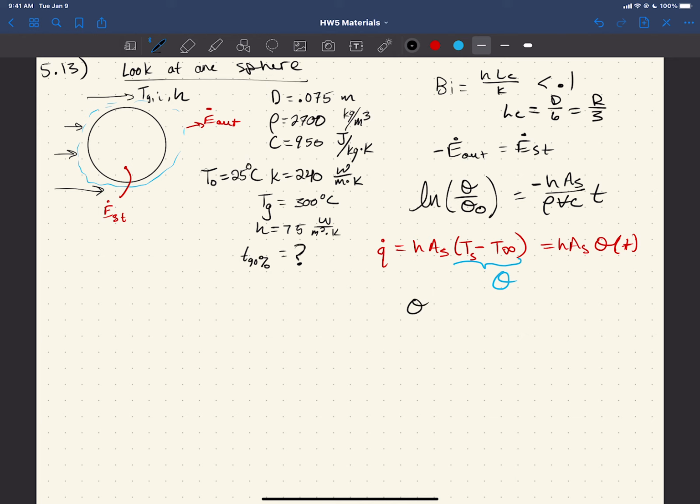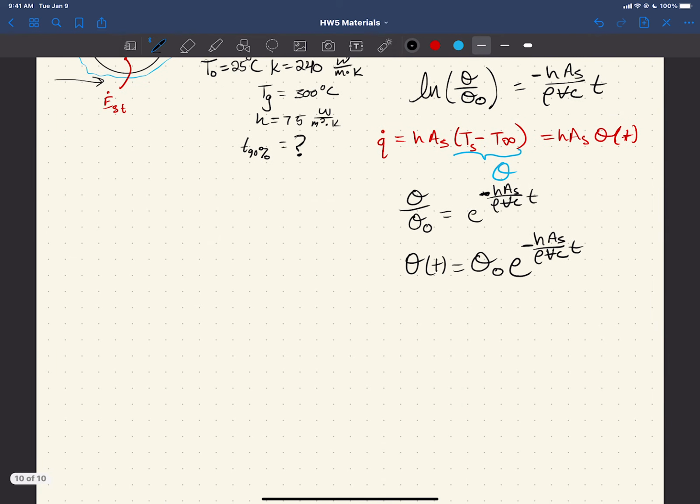You're going to do that, and you're going to get theta over theta naught is equal to, and I'm going to write it the hip new way like us kids are used to seeing. HAS over rho VCT. So e to the negative HAS, and so on, t. And you multiply by theta naught. So theta of t is now theta naught e to the minus all this t. So that's theta of t. All right, and now, this q dot up here, remember theta is a function of time here.